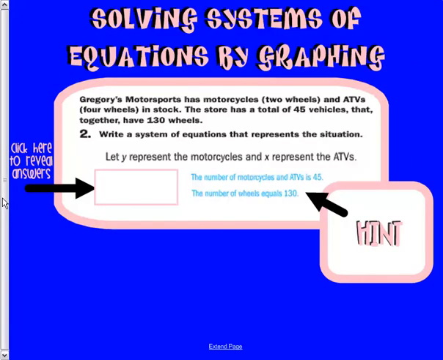Okay, so solving systems of equations continued. Let's look at this one. Gregory's Motorsports has motorcycles that have 2 wheels and ATVs that have 4 wheels in stock. The store has a total of 45 vehicles that together have 130 wheels. They want us to first write the system of equations that represents the situation. Okay, so for example, let y represent the motorcycles and x represent the ATVs.